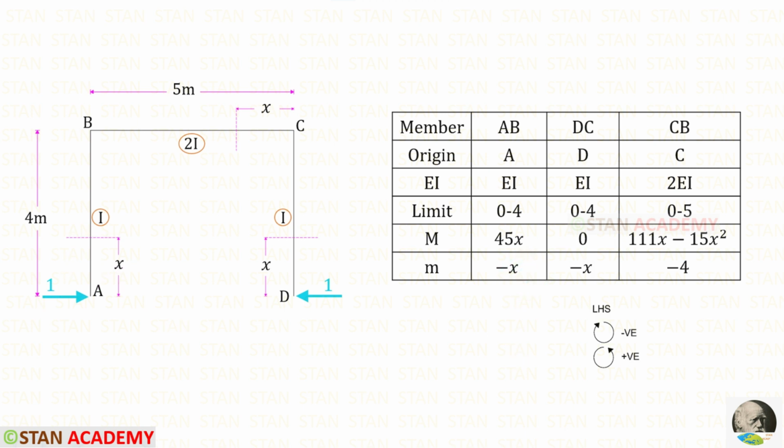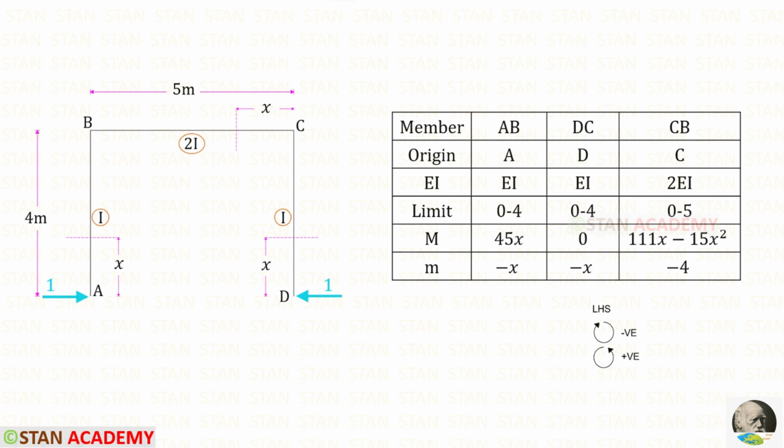Now let us find the moment in DC. Up to the section, we have only HD. It is acting in the clockwise direction so that it will be negative and the distance is x. Minus 1 into x, it will be minus x.